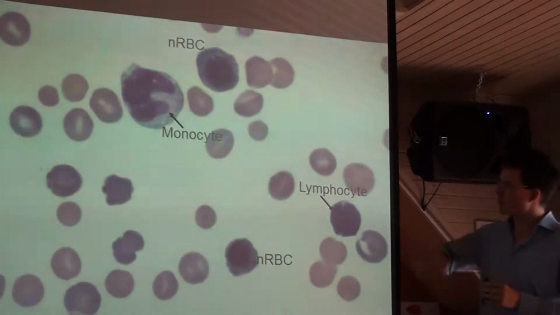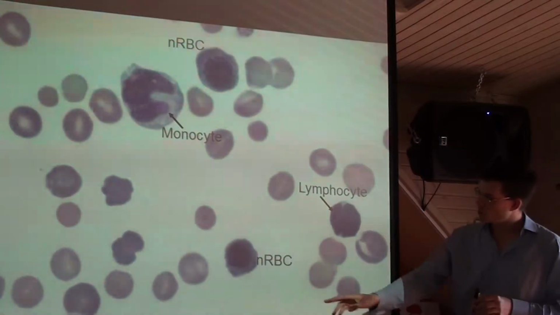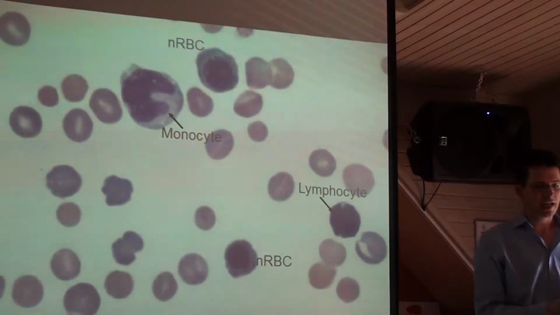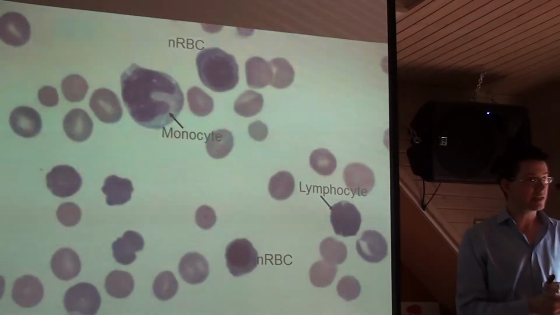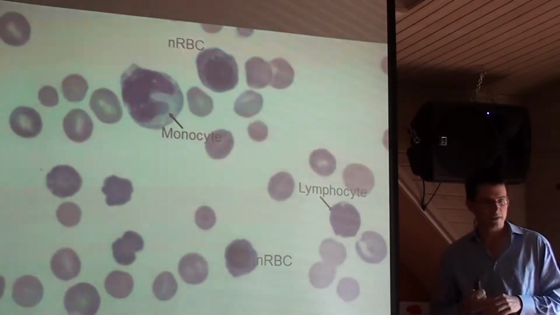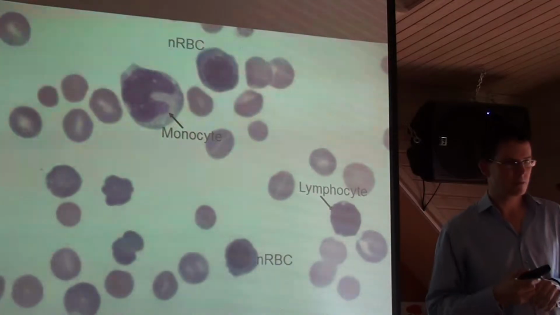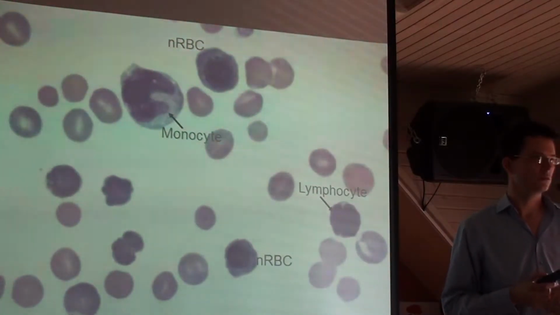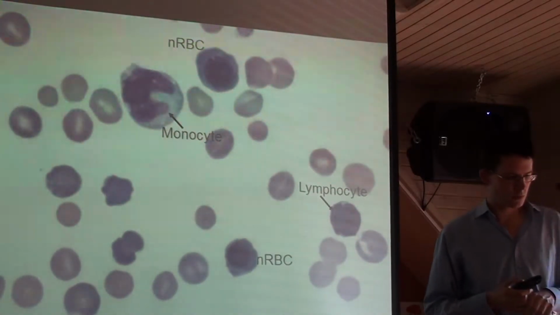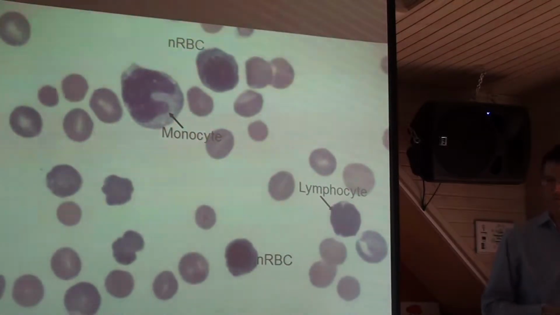So on a blood film, we're probably familiar with looking at a lymphocyte and a monocyte. But we should also remind ourselves that a nucleated red blood cell can, if you're a laser-based analyzer, look very much like a lymphocyte or other white blood cells.